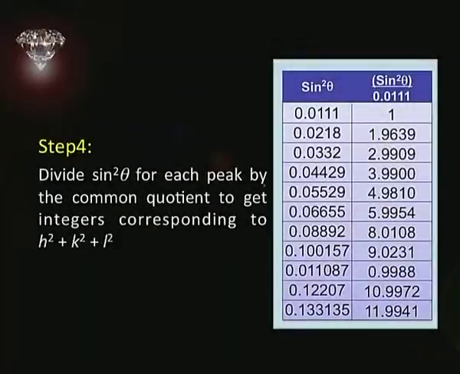Once I get the value of k, what do I do? My step 4 was, that means, I take the value of sin square theta what I got in my step 2 and then divide that by the value of k. When I divide the value of sin square theta by the value of k, what do I get? In this case, it comes out to be just 1. This is 1.96, which is basically if you just round off, it comes to be 2. This is 3, 4, 5 and so on and so forth.